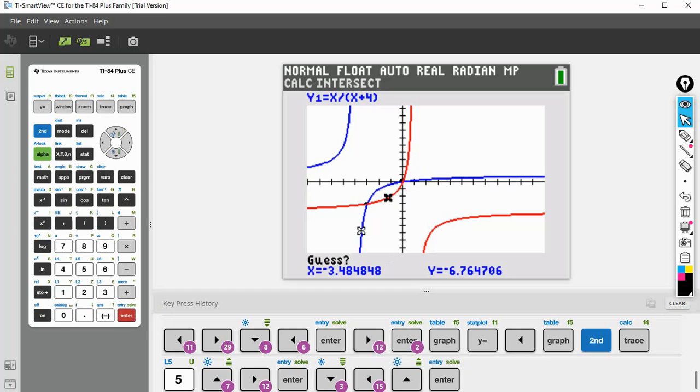And finally, it's going to ask if you approve of a guess, because that's what it actually does. It's going to guess the value by testing a lot of values between those 2 points. So hit on guess, and there it is. So the intersection is (-3, -3). We could have estimated that by looking at the graph. But of course, it's a little more exact with the GDC technology. So this is (-3, -3).